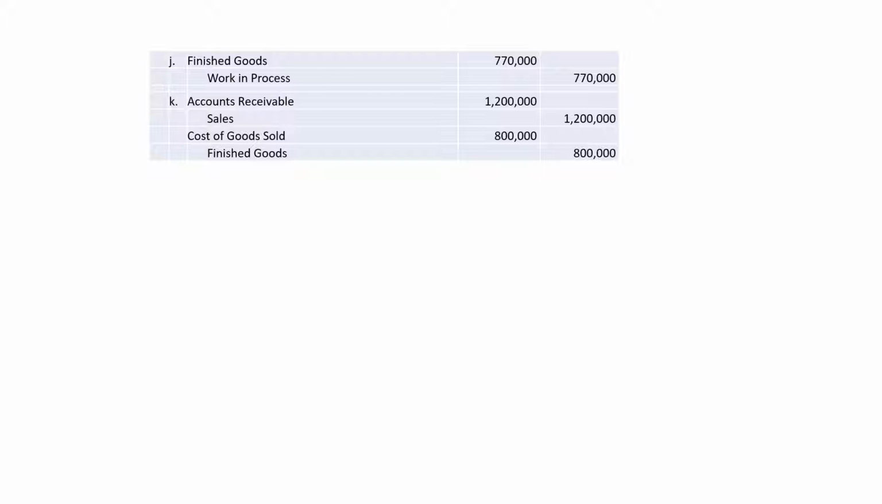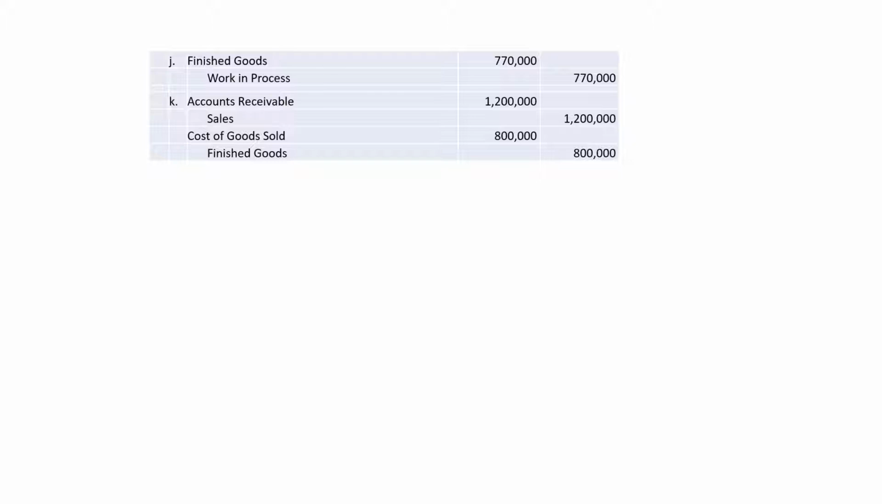In J, cost of goods manufactured for the year was 770,000. So the cost of goods manufactured means that's how much is finished being manufactured. We debit the finished goods inventory, credit the work in process. Take the cost out of work in process because it's no longer work in process, it's a finished good.